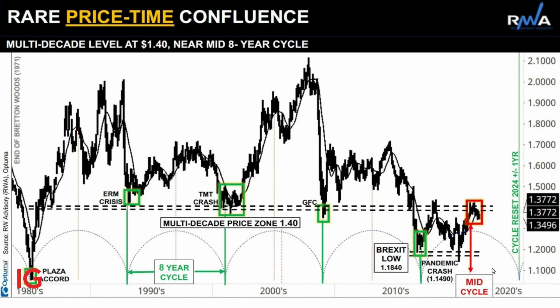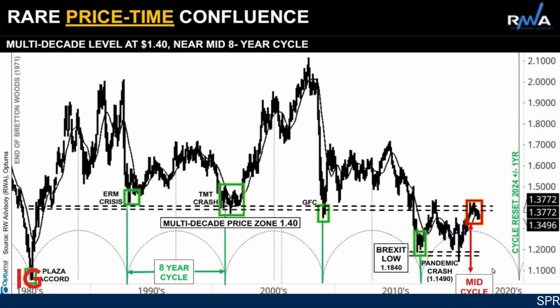Keeping this chart up just for a minute, just wanted to ask your thoughts on that next step lower. Are you talking about the next price target you've got being that Brexit low of 1.84? Is that your price target from this point, or are you talking about the Plaza Accord levels all the way down at below 110?